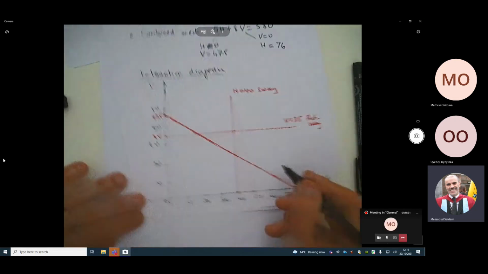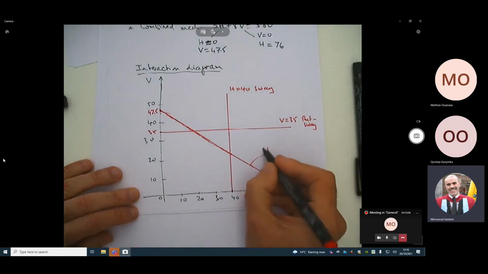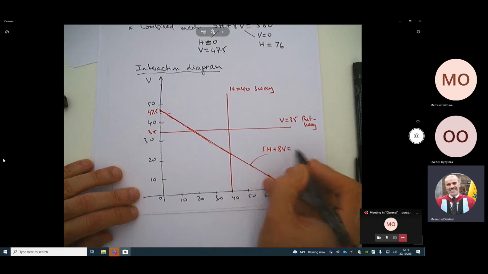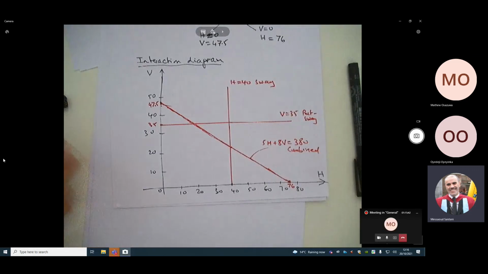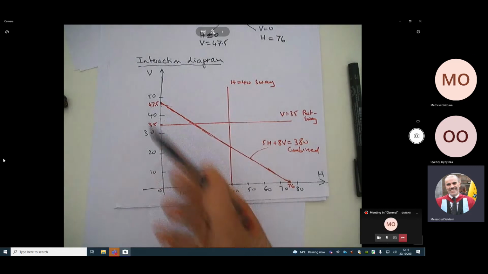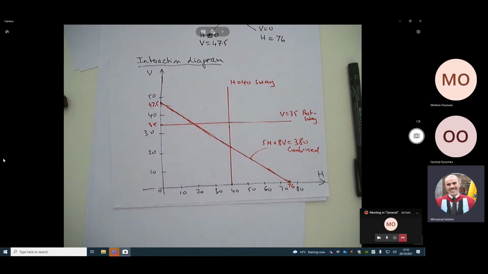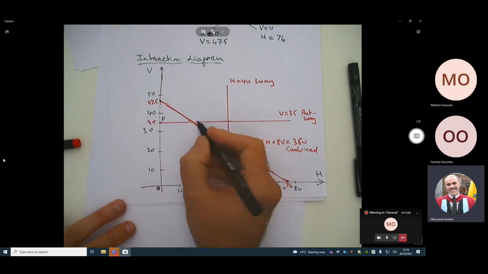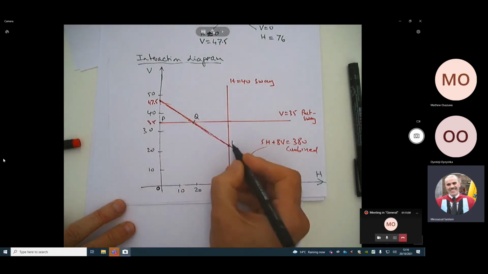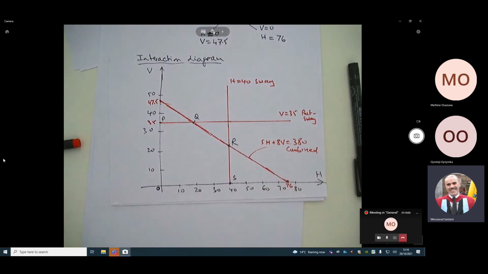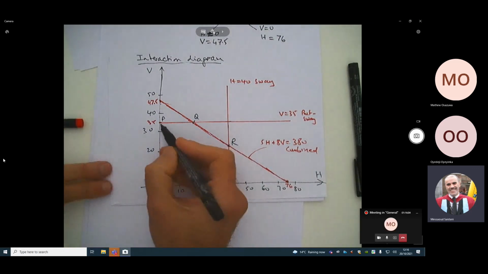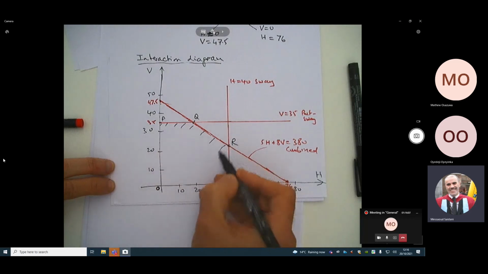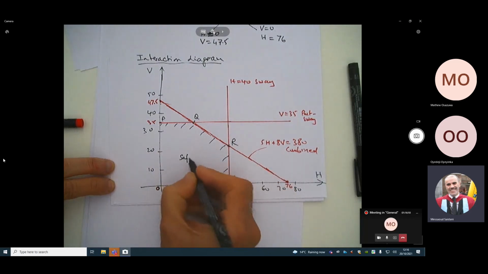Okay, so this is H, 5H plus 8V equals 380, which is the combined. And this is the interaction diagram for all three mechanisms together. So let's call this point here O. This is P, Q, R, and S. Okay? Now anything inside this border here gives a safe combination.